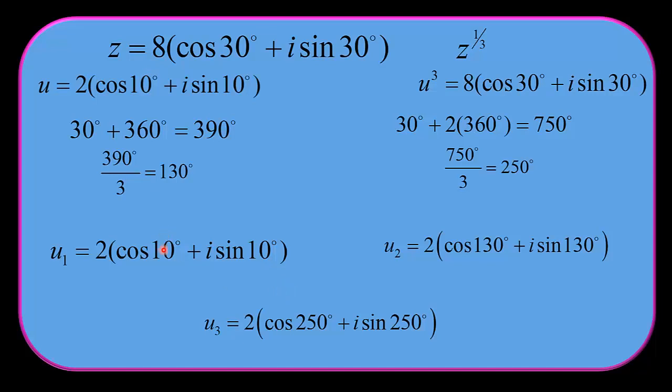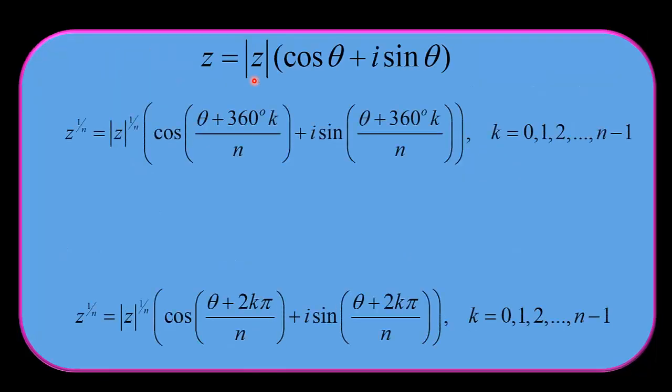Because when we cube each one of these, if I multiply 3 times 10, I get 30. If I multiply 3 times 130, I get a coterminal angle to 30. And the value for cosine and sine will be the same as the value for cosine 30 and sine 30. If I multiply 250 by 3, I get a coterminal angle to 30. So all 3 of these work. So let's see what happens.